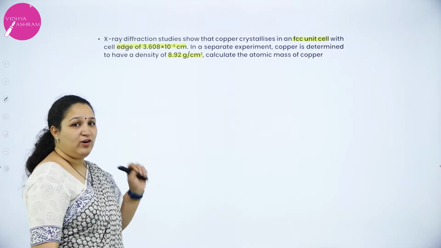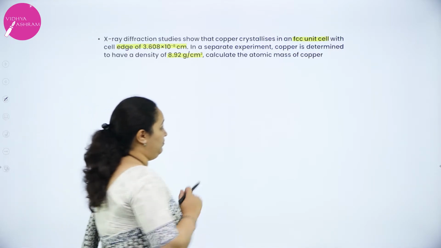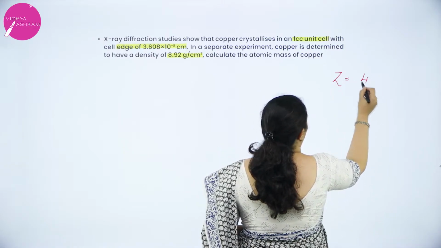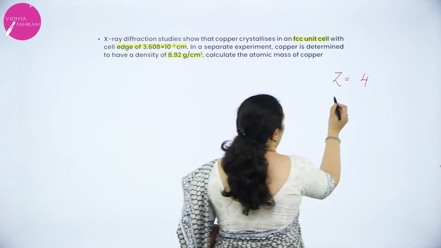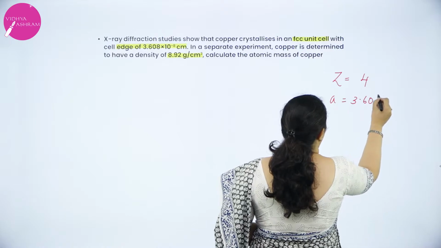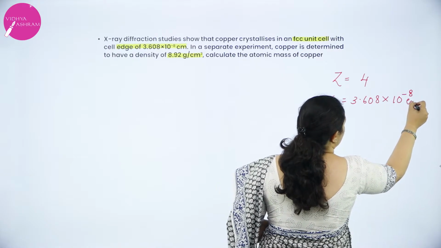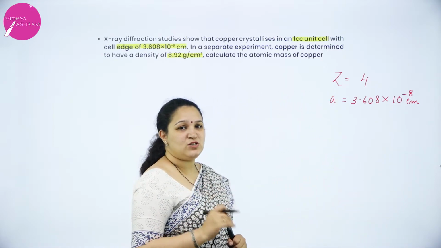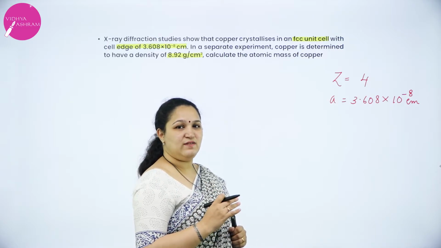Now, what are the values you are going to get from this question? First, Z is 4 because it is FCC. Edge length A is what? 3.608 into 10 to the power minus 8 centimeter. See, directly they have given in centimeter. So there is no conversion part which you have to do here.